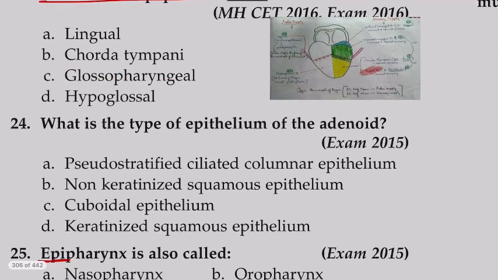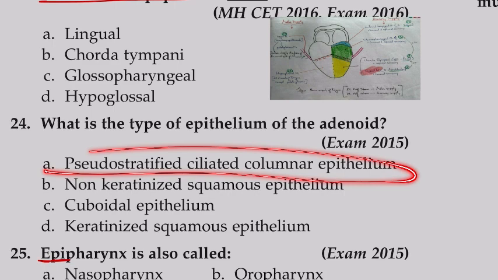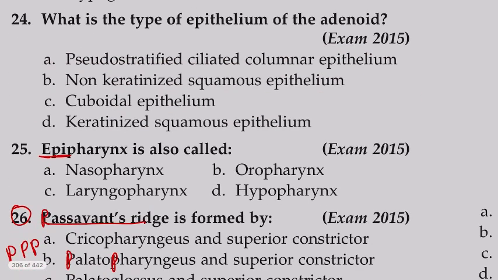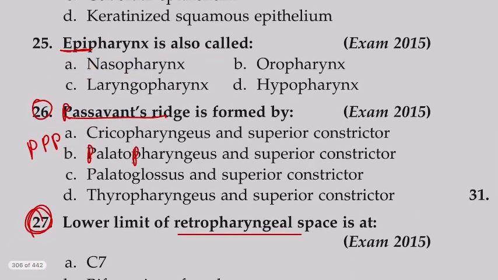What is the type of epithelium in the adenoid? It is pseudostratified ciliated columnar epithelium, right. Epipharynx is also called the nasopharynx. The Passavant ridge is formed by, we already talked about it before, palatopharyngeus and superior constrictor, right.